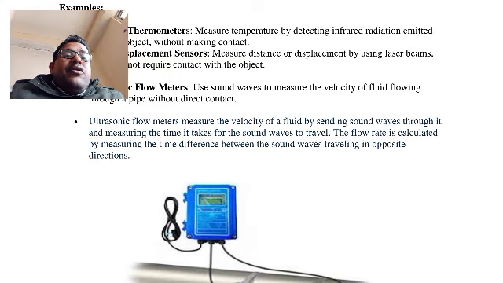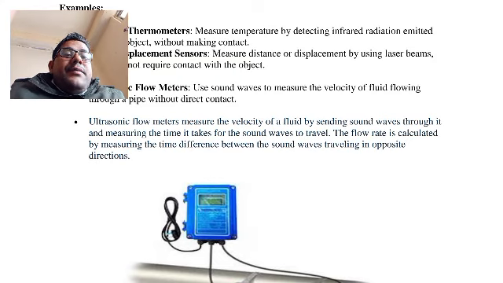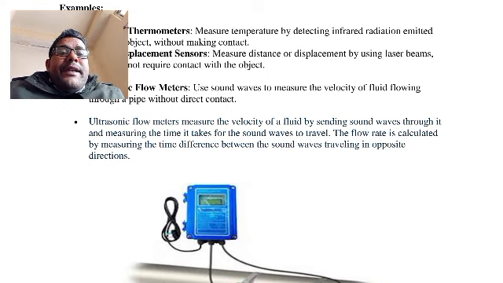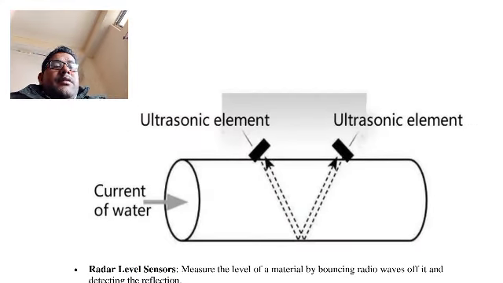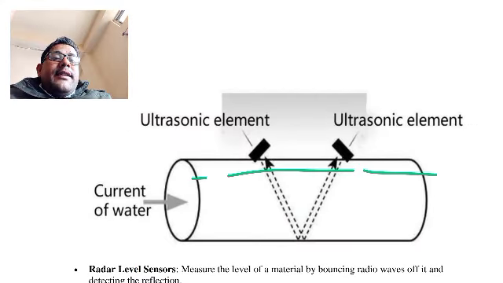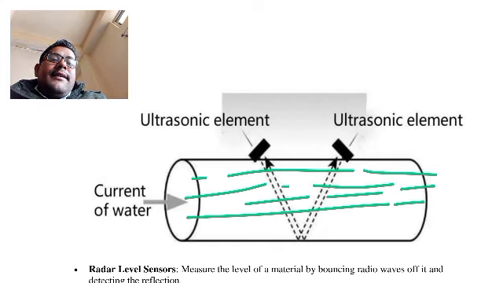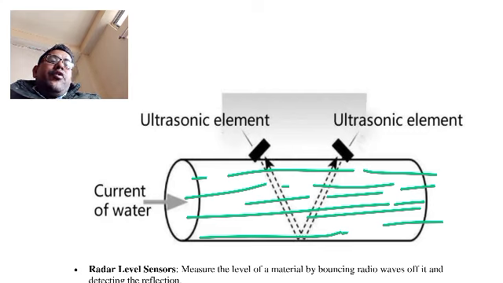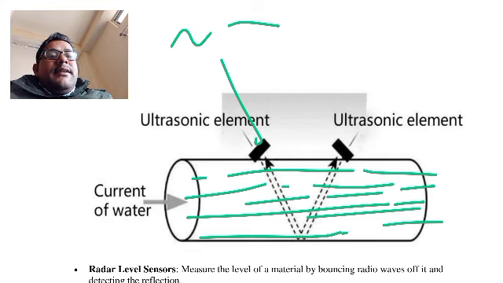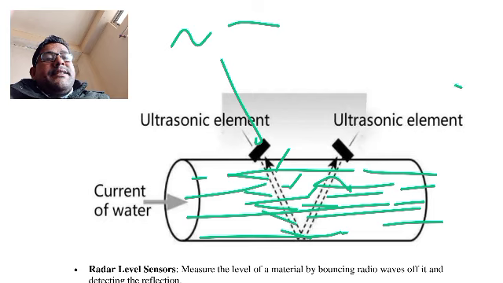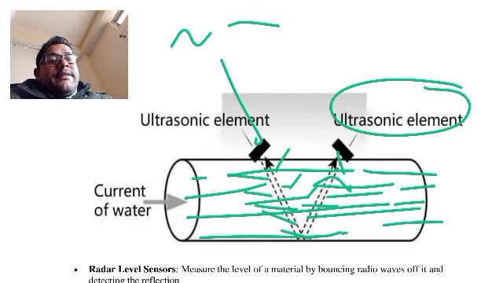The ultrasonic flow meter measures the velocity of fluid by sending a sound wave through it and measuring the time the sound wave takes to travel. The flow rate is calculated by measuring the time difference between sound waves traveling in opposite directions. Suppose the fluid is flowing like this. This is one transducer, a piezoelectric sensor. It sends waves through, and again it receives the signals, and then it sends the signals again.